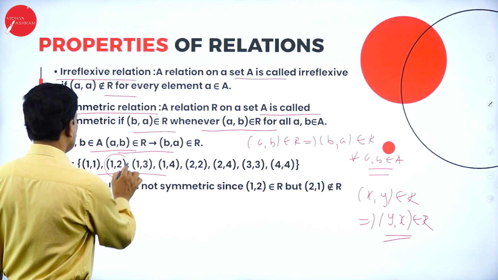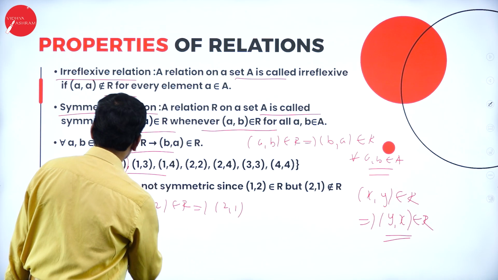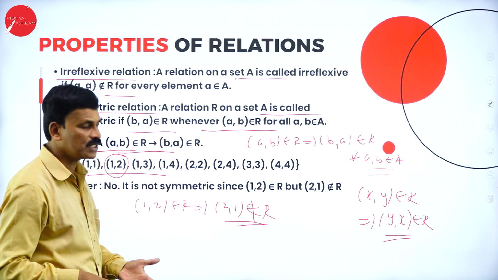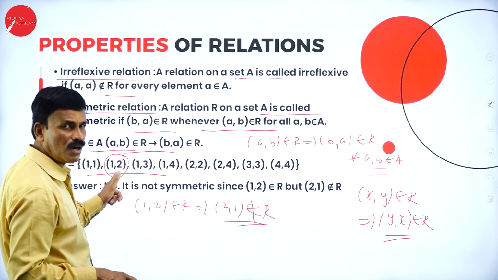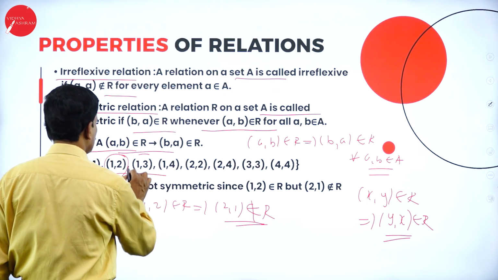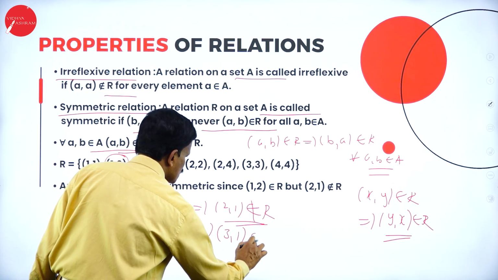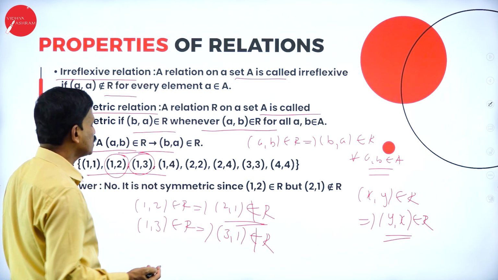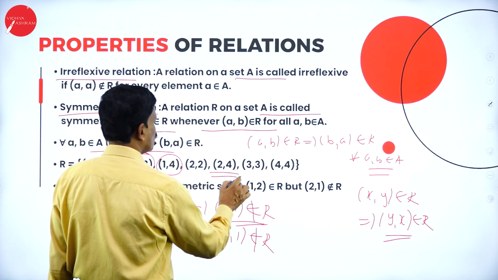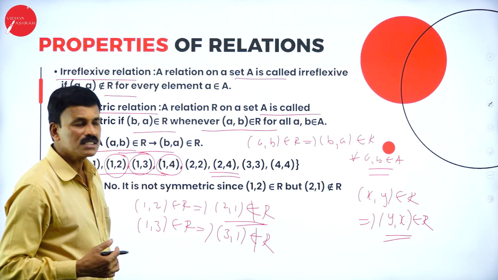See here, (1, 2) belongs to R implies (2, 1). In this set, (2, 1) does not belong to R. Therefore, this is not a symmetric relation, because (1, 2) belongs to R, whereas (2, 1) does not belong to R. Even if I take (1, 3), (1, 3) belongs to R, but (3, 1) does not belong to R. This is also not symmetric. Even (1, 4) belongs to R, (4, 1) does not belong to R; (2, 4) belongs to R, (4, 2) does not belong to R. So this is not an example of a symmetric relation.